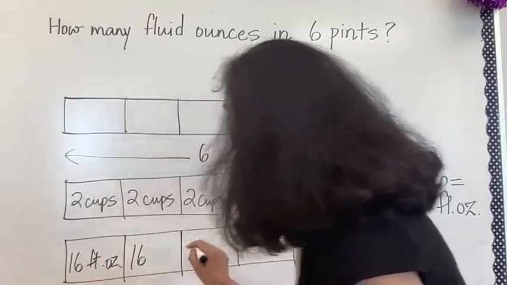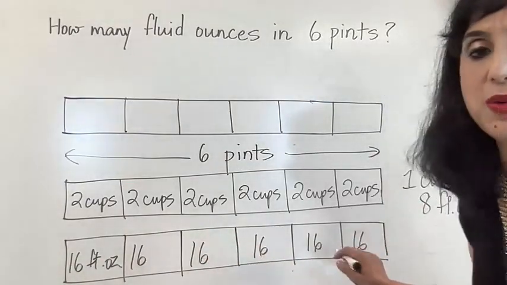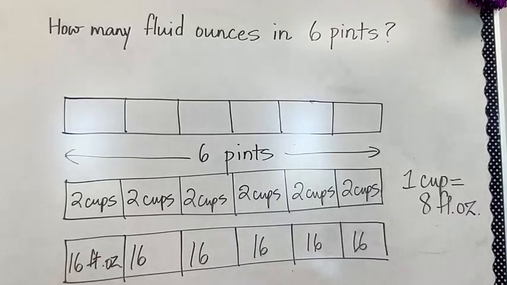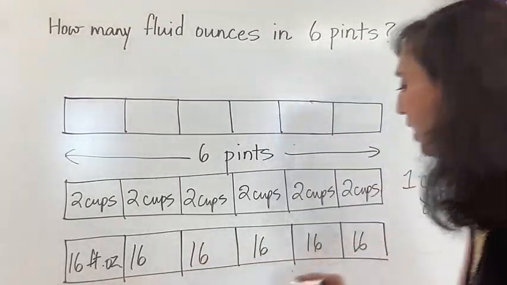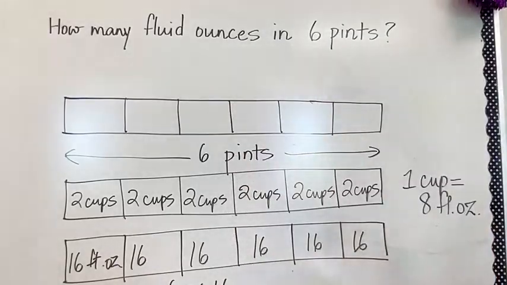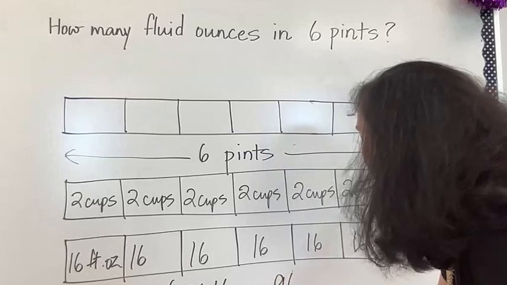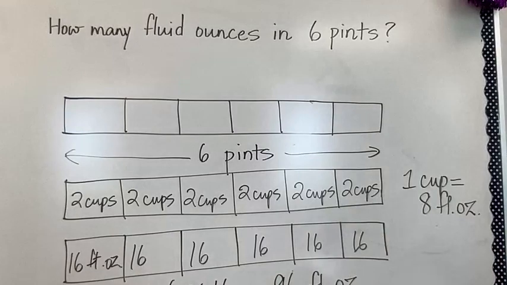Okay, so 16, 16, 16, 16, 16. These are all fluid ounces. All right, so when I multiply 6 by 16, because there are 6 pints, I do 6 times 16 and I get 96 fluid ounces in 6 pints. All right, so this is one way of showing this.